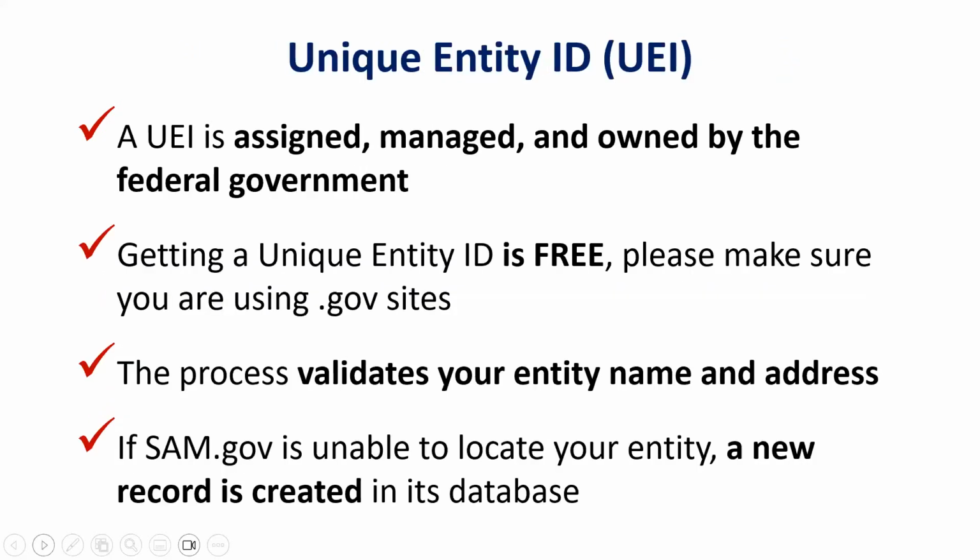A UEI is assigned, managed, and owned by the federal government. Getting a unique entity ID is free. Please make sure you are using a .gov site. There is no charge to register or maintain your entity information in SAM.gov. The process validates your entity name and address. If SAM is unable to locate your entity, a new record is created in its database.